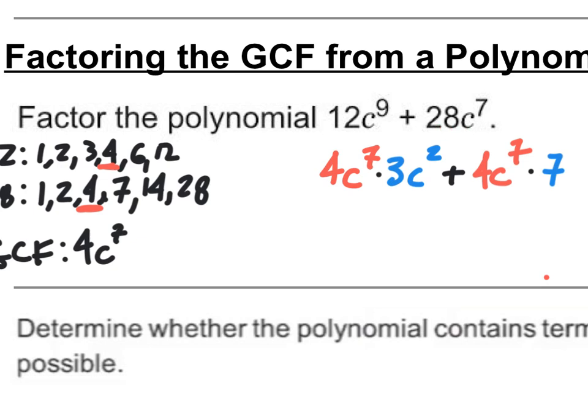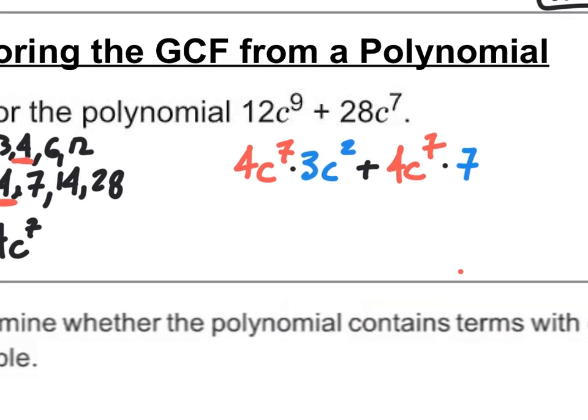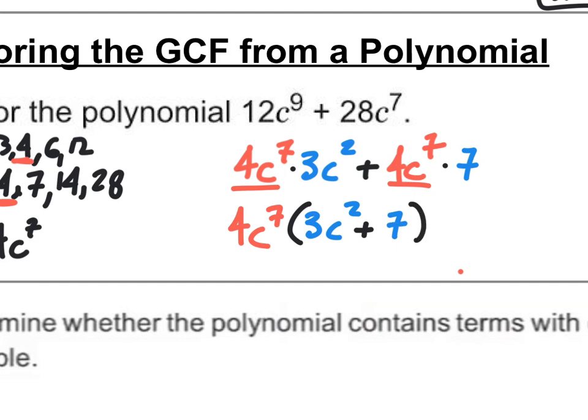That's the big point about factoring, and that's what we're trying to do, is just rewrite it and go the opposite way of the distributive property. So now what I can do, because I have a common 4c to the 7th, okay, do the opposite of the distributive property. I'm going to factor that out. And so when I factor that out, I get 4c to the 7th, and I'm just left with 3c squared plus 7. And that's it, okay? And so you can recheck yourself, and this is the factored form. This is our answer, okay?